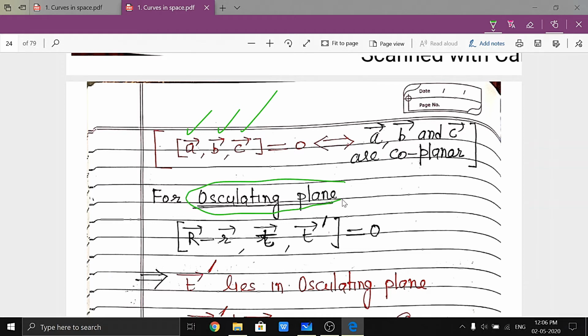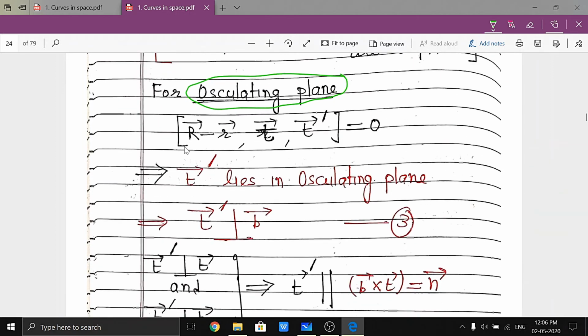So what is the equation of the osculating plane? It is [R − r, T, T'] = 0. The scalar triple product of these three vectors is 0, which means all of these vectors lie in this plane. Which plane? The osculating plane. So T' lies in the osculating plane. Clear?